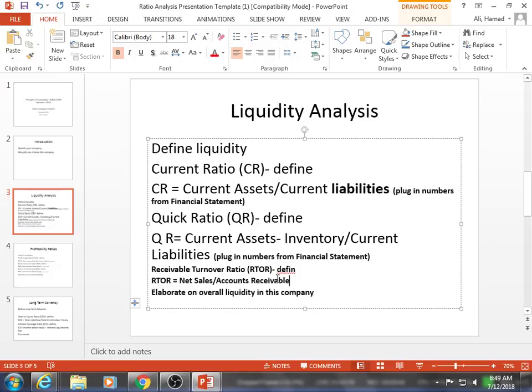Net sales. Accounts receivable, you're going to find that on the balance sheet. For 2018, take that number, the first one, 495, divided by your accounts receivable. Divided by this one.